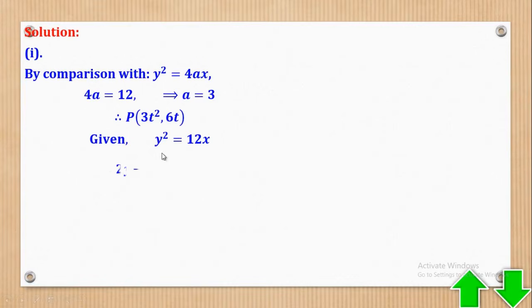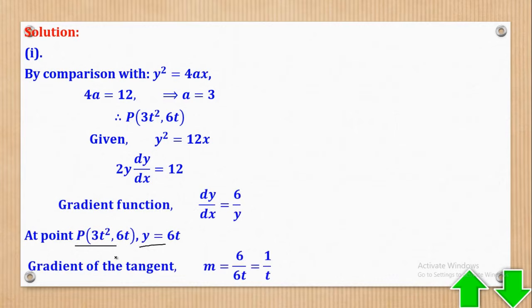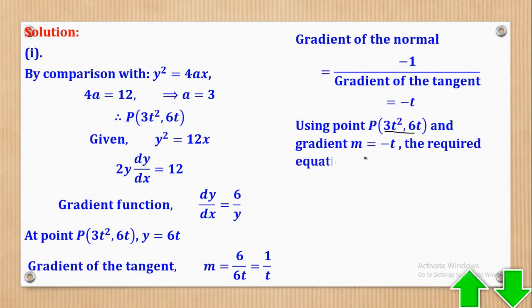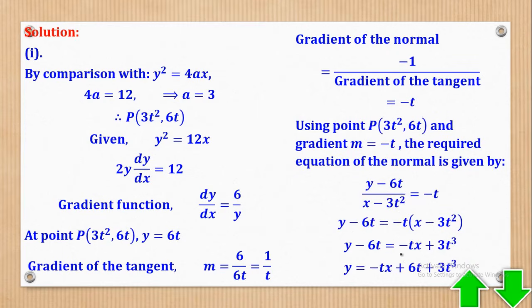Now, given this equation, I'll differentiate both sides, then get the gradient function, and at this point now y is equal to 6t, so substitute for y to come up with this as the gradient of the tangent. Then gradient of the normal is the negative reciprocal of the gradient of the tangent, so it will be -t. Now using this point and this gradient, I'll come up with the equation of the normal. So from this expression I'll cross multiply, then open brackets and simplify to come up with that.